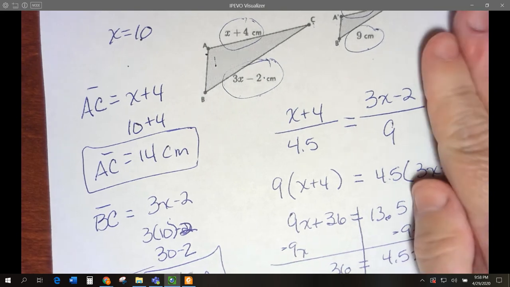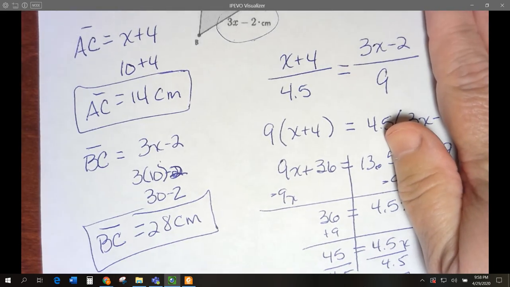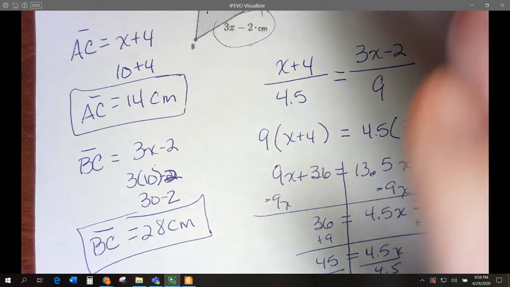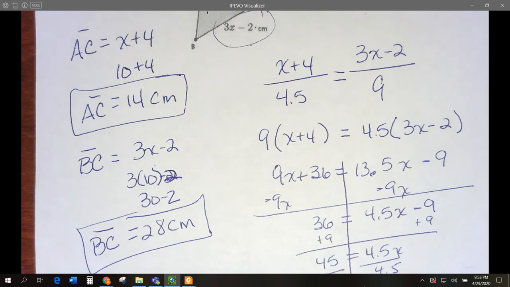So I hope after doing all this, you are getting a little more comfortable with solving equations. Have a good day.